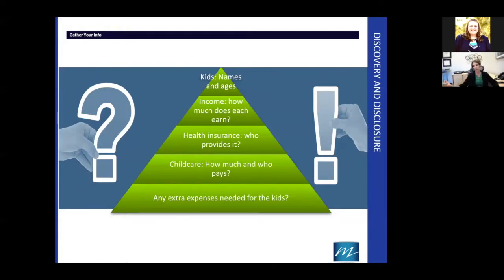Childcare, if there's any, how much it is, who pays for it, and any extra expenses for the kids. Those inputs into the child support calculator are elements. So we have to offer the judge information on each of those elements that he or she needs in order to figure out child support. That same analysis is true for all of the other issues as well.